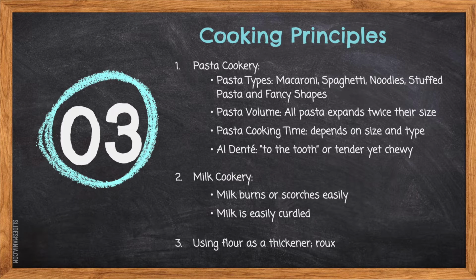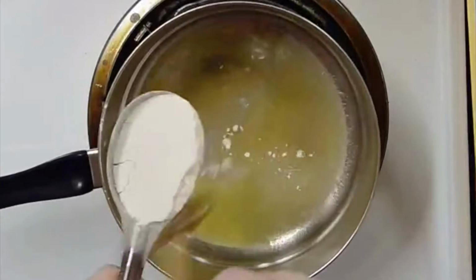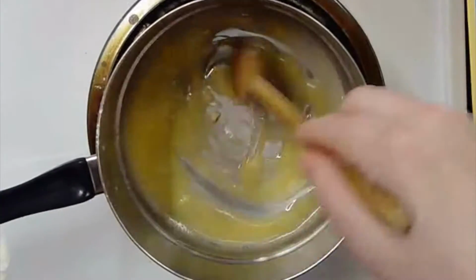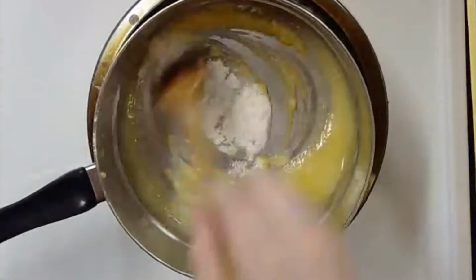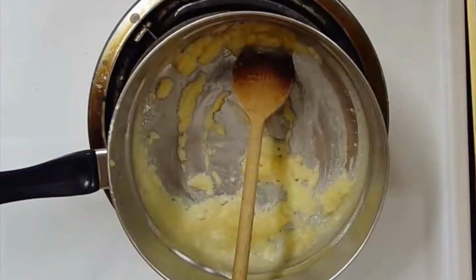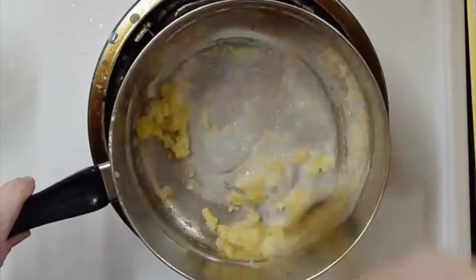Cooking principle number 3: using flour as a thickener, roux. A roux is a thickening agent made by cooking together flour and fat. Usually the flour and fat are equal parts. You need to add the flour slowly in order to prevent lumps. Then, liquid is added a little at a time, constantly stirring to keep the mixture smooth. To a beginning cook, it may seem that 3 hands would be an advantage when adding and stirring the liquid.